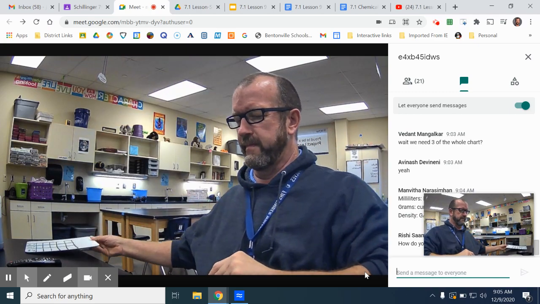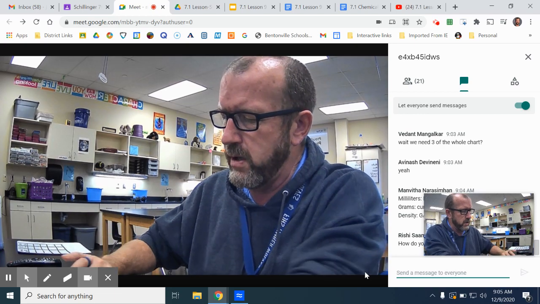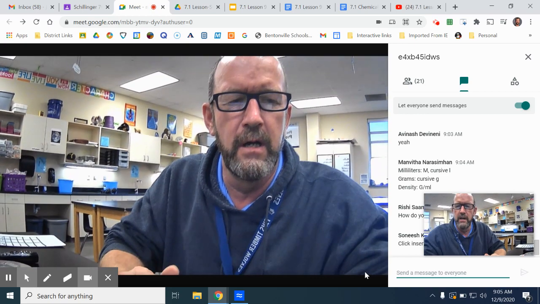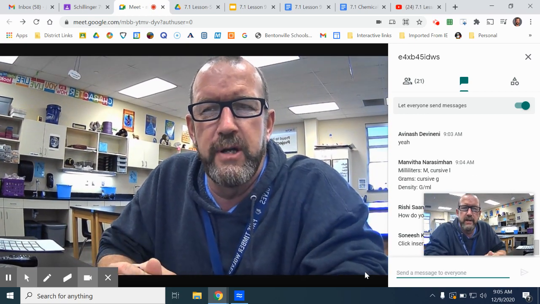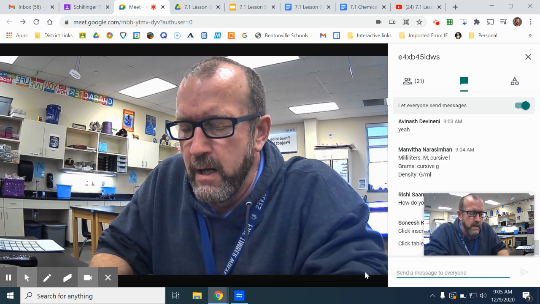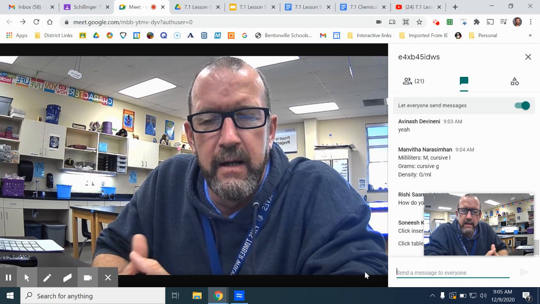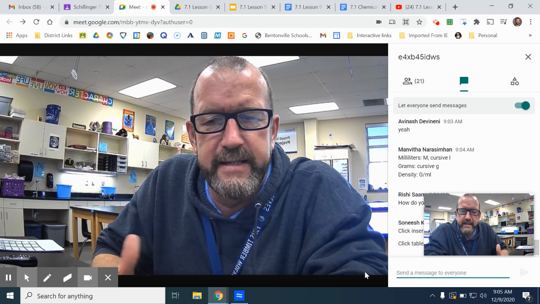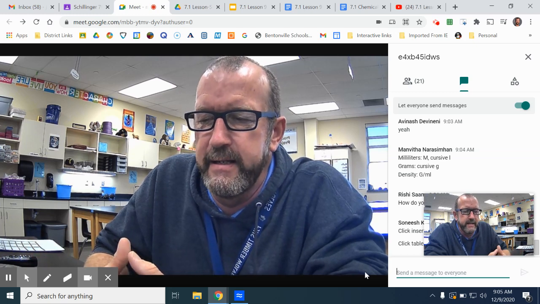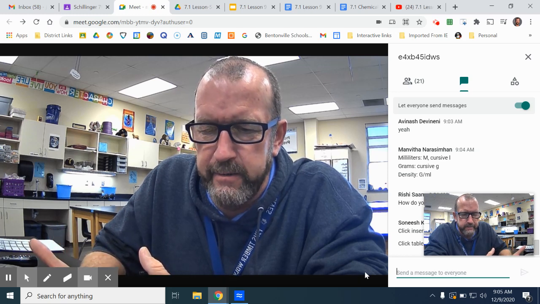Now, pause this if you need to while you're making the columns. So density is a measure of how much matter is in a given amount of space. So grams is a measure of how much matter there is. It's called mass. We measure that in grams. It is the total amount of matter.